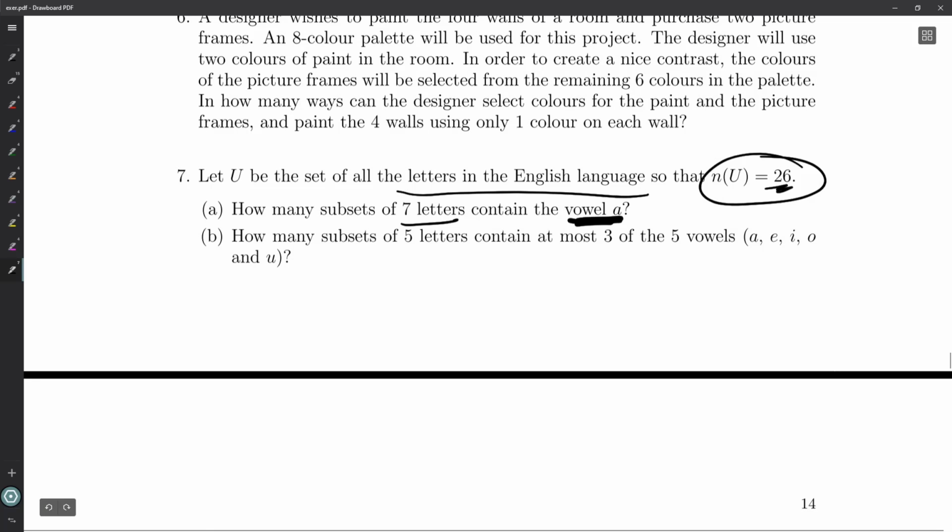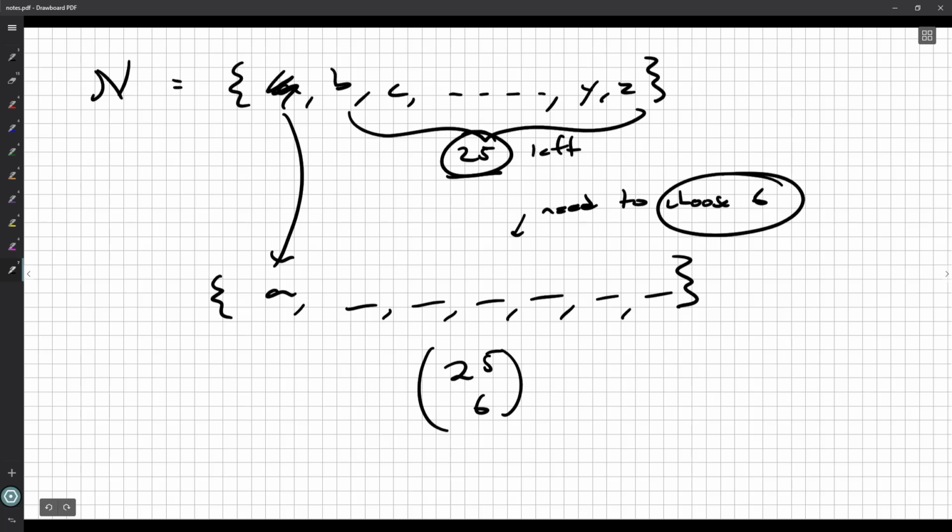And while we're at it, we can do the B part here. How many subsets of exactly 5 letters contain at most 3 of the 5 vowels? So this "at most" language gets me thinking, okay, we're not so good, if you haven't noticed, with our formulas and our techniques of saying at most or at least. So this I would break into cases. I need a subset of size 5, and I need to use at most 3 of the 5 vowels.